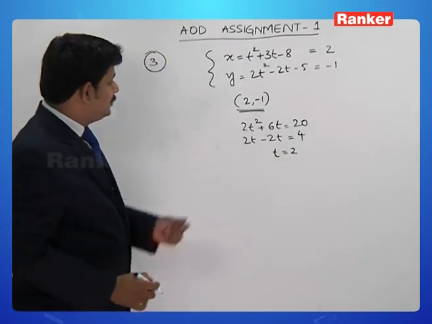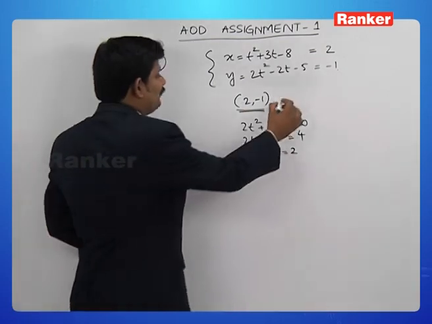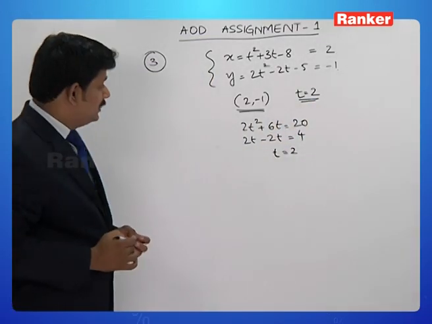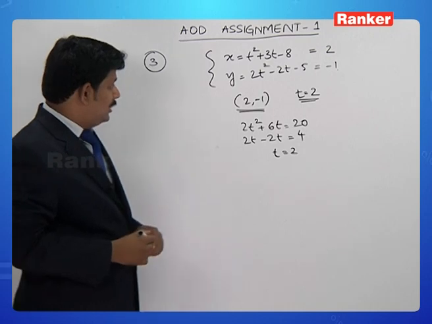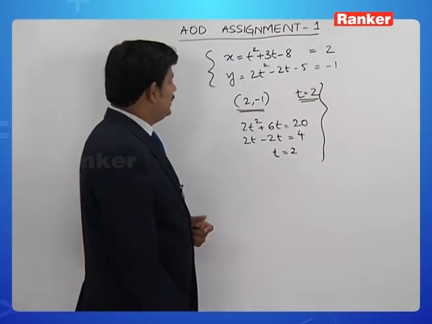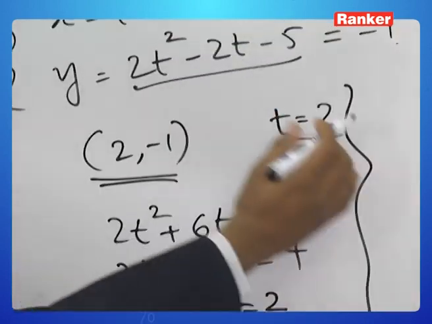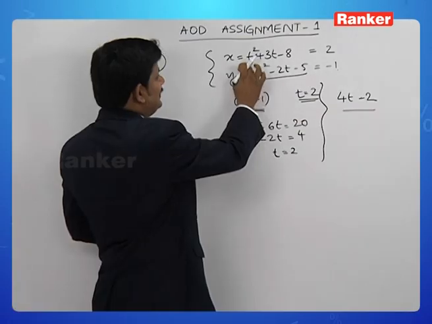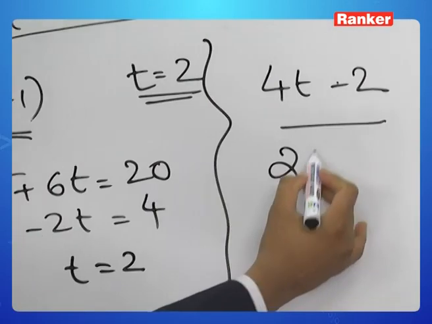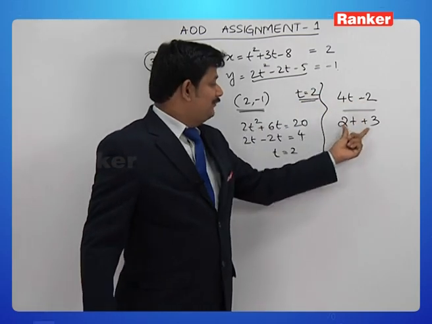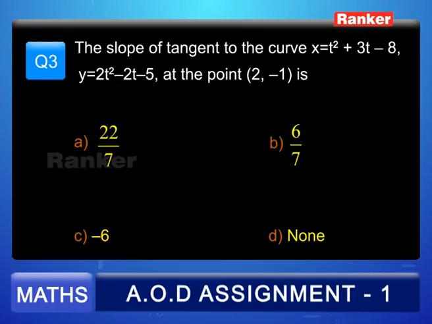So, when we say the point (2, -1), we are finding the slope of the tangent at which the parametric value t is equal to 2. At this point, the slope of the tangent is given by dy by dx. Differentiating, dy is 4t minus 2, divided by dx, which is 2t plus 3, and substituting t equal to 2, we have 6 by 7. So the slope of the tangent would be 6 by 7, which is option B.